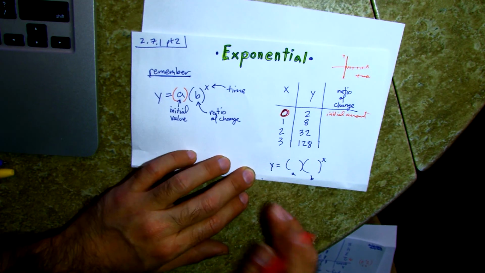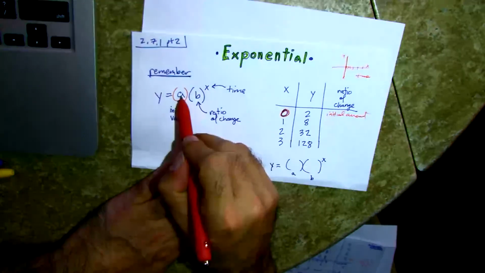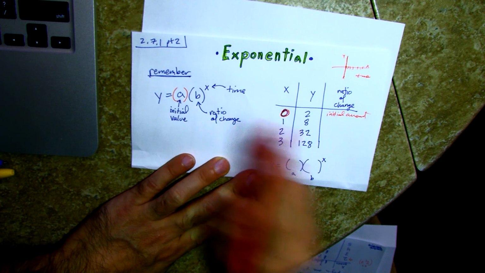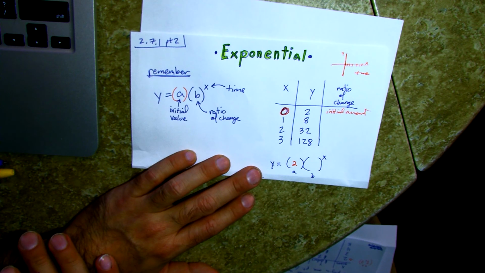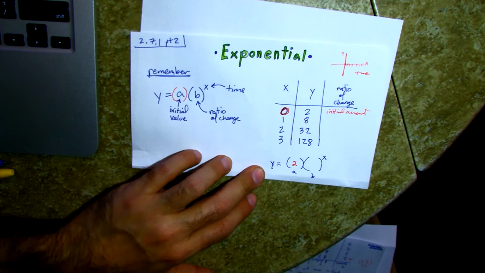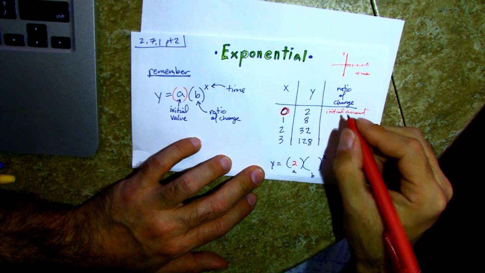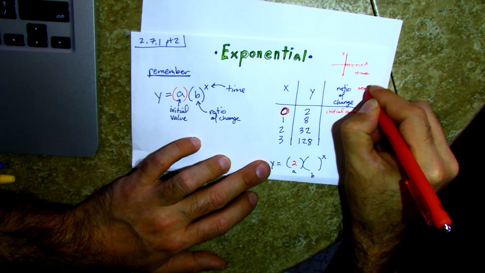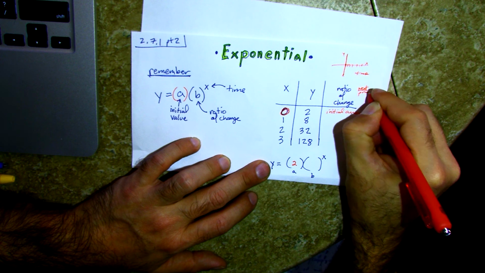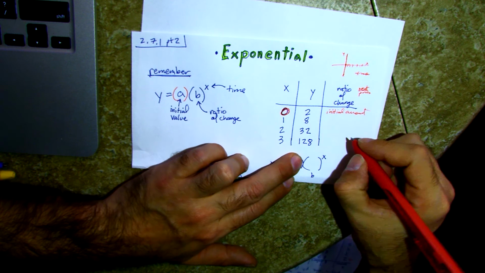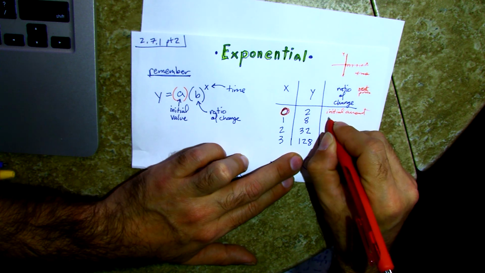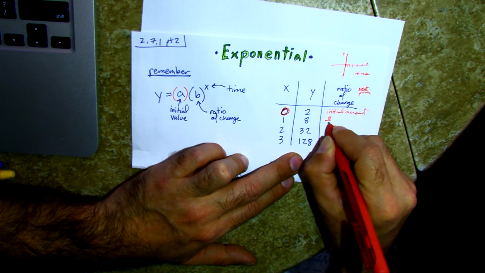All right. Now, this ratio of change is going to be the next divided by the prior. Just like before, it was the next minus the prior. Look, it's going to be 8 divided by 2. This one's going to be 32 divided by 8. This one's going to be 128 divided by 32. You see how it's the one that's next divided by the one that's behind it, because that showed you how far you went to go between those numbers, what you had to multiply by.